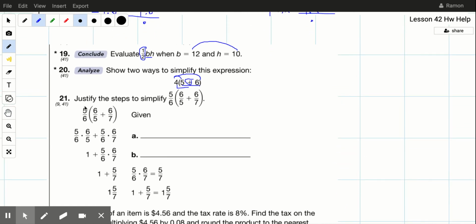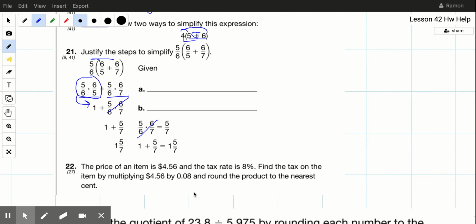All right, so the first thing we did, if you'll notice, you get a 5/6, you get a 5/6. They distributed using the distributive property. Then they simplified this to 1 because of the inverse property of multiplication. And then here, well, that was it, right? 1 plus 5/7 because the 6 is canceled out. And then it's just 1 plus 5/7, which is 1 and 5/7.